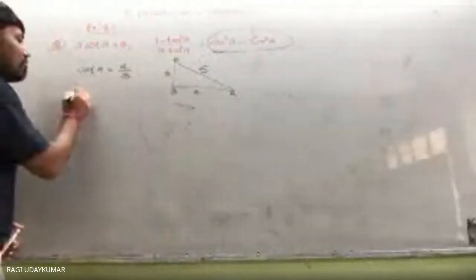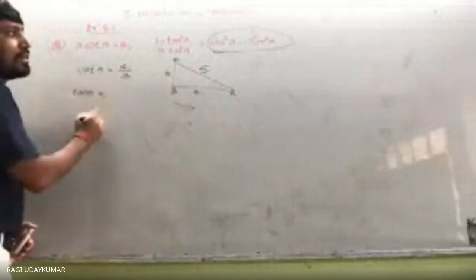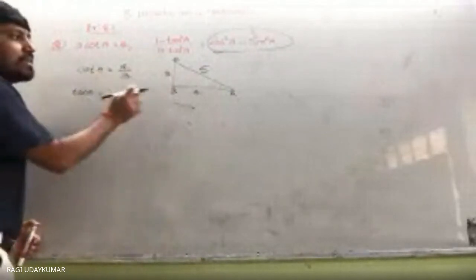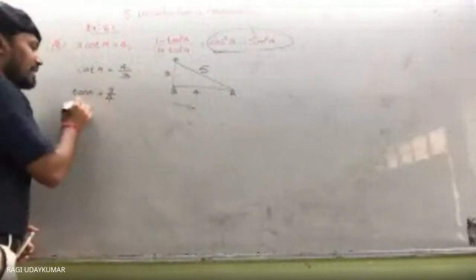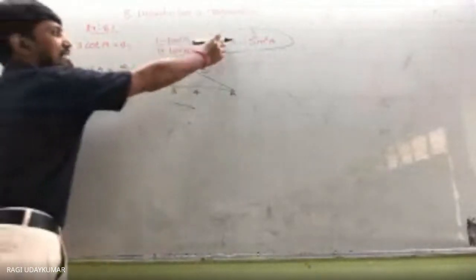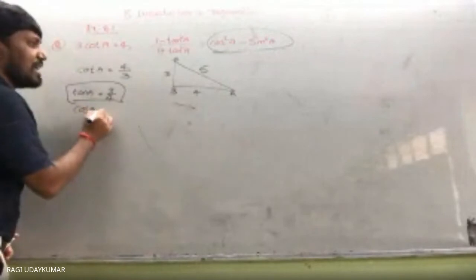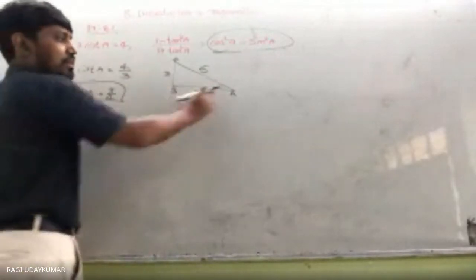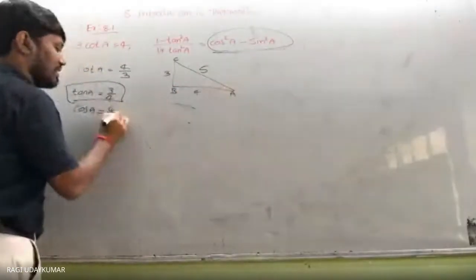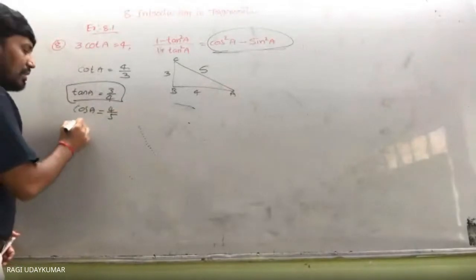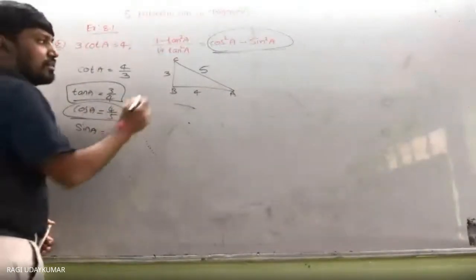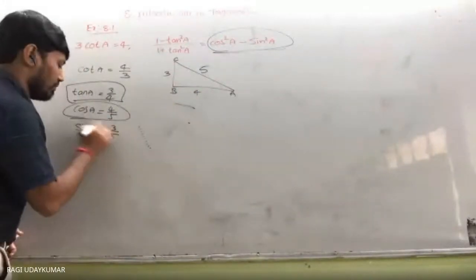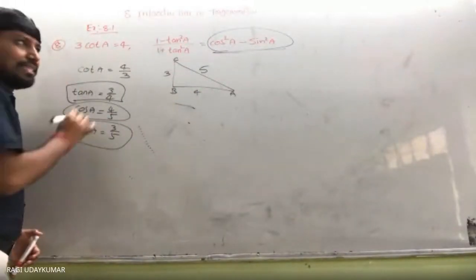And what is required for us to find out? We need tan A. Tan A is equal to what here? 3 by 4. Tan A is 3 by 4. And we need cos A. Cos A is equal to what? The adjacent of A, 4 by 5. Next, we need sin A. Sin A is equal to what? 3 by 5. These three things are needed.